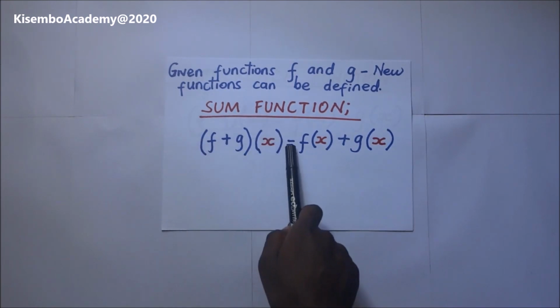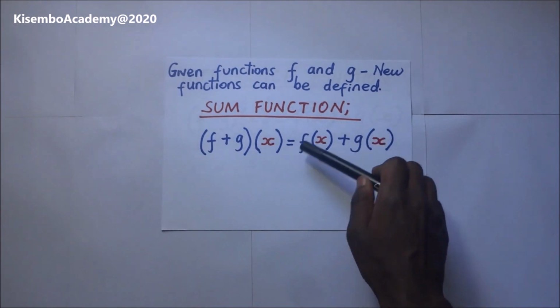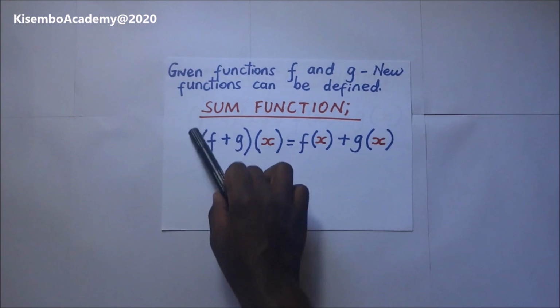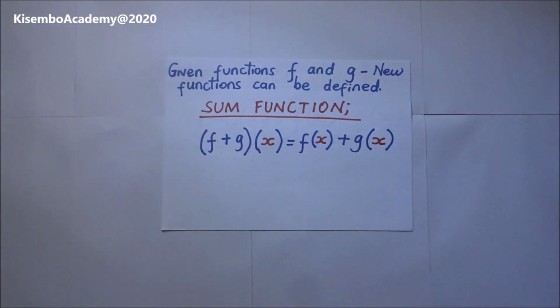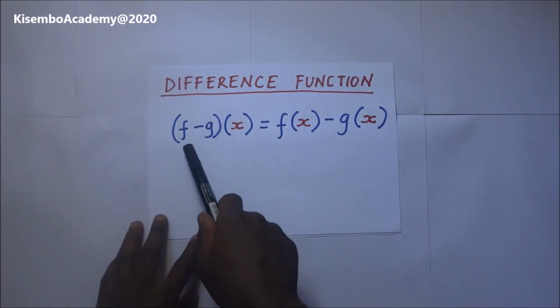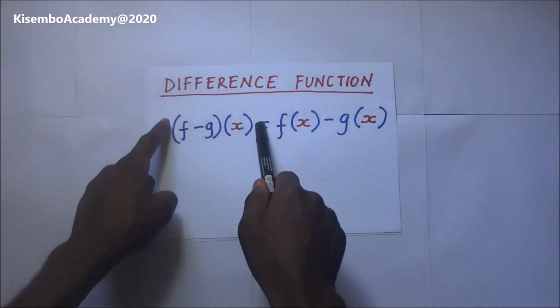Adding these functions is the same as saying f of x plus g of x, or the function f where x is the input, plus the function g where x is the input. This is the notation. That is how we represent the sum of functions. Then we have the difference of functions. Here, we are subtracting the functions: the function f minus function g, where x is the input. This is one way of representing it.